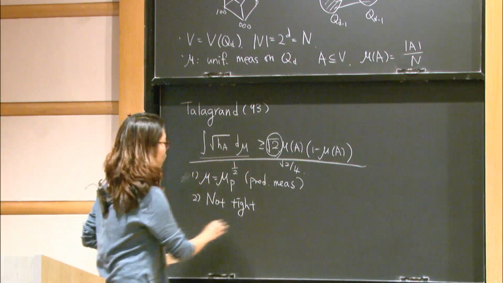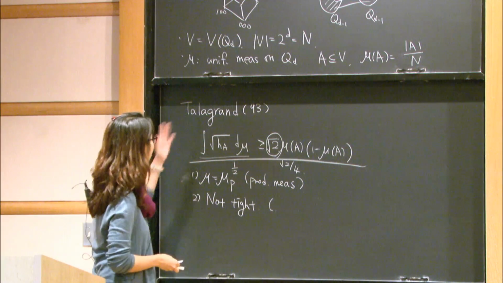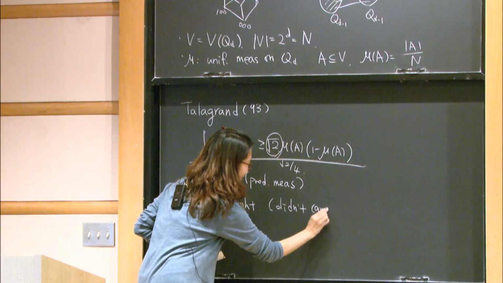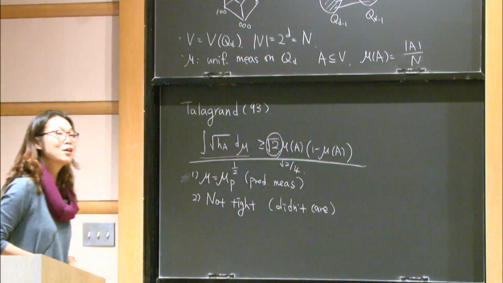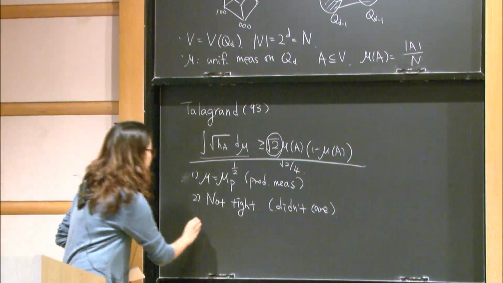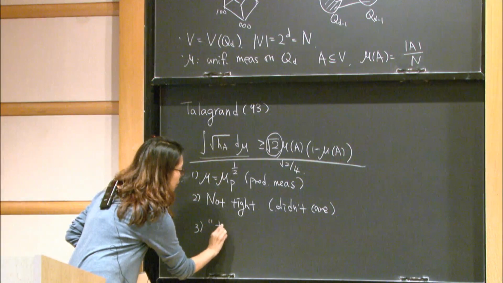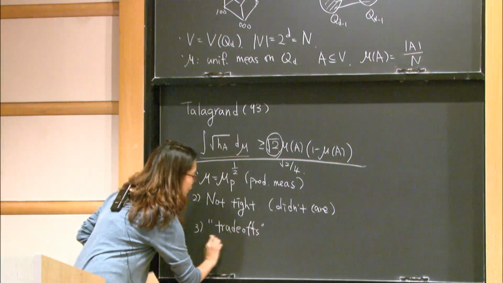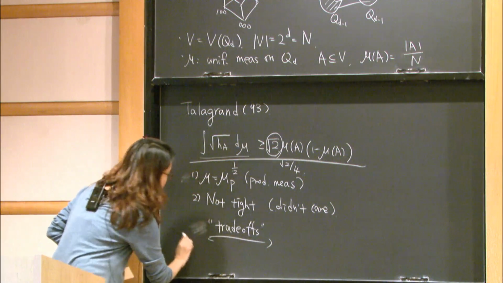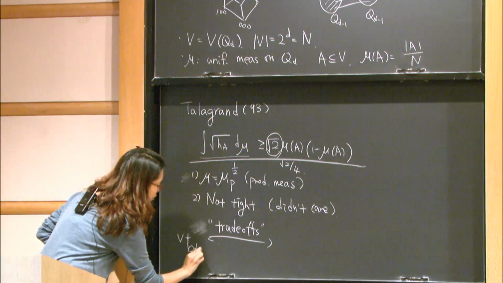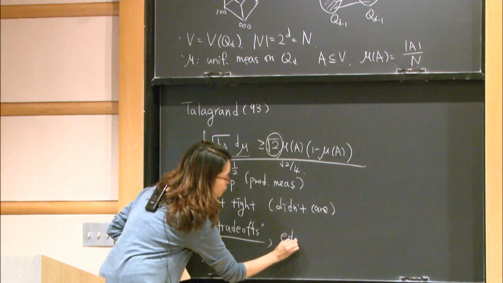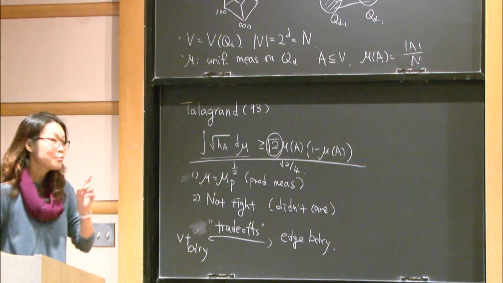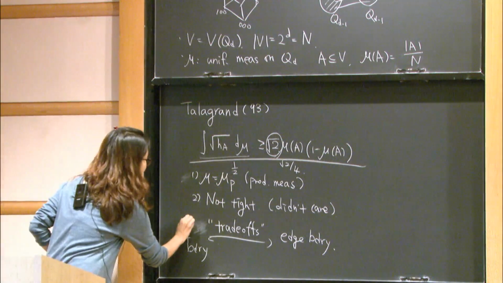And also, but to be fair, let me say that Talagrand didn't care about the tightness, because what he concerned was this. He wanted to show the trade-offs between the vertex boundary and the edge boundary. Let me say a little bit more about number 3.